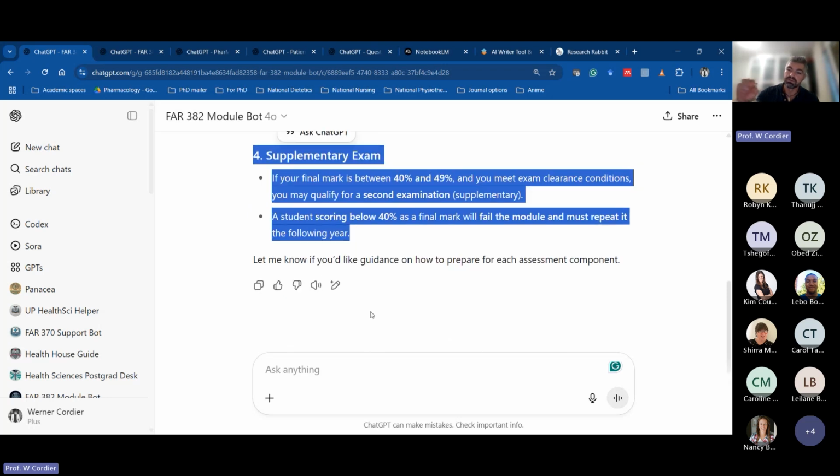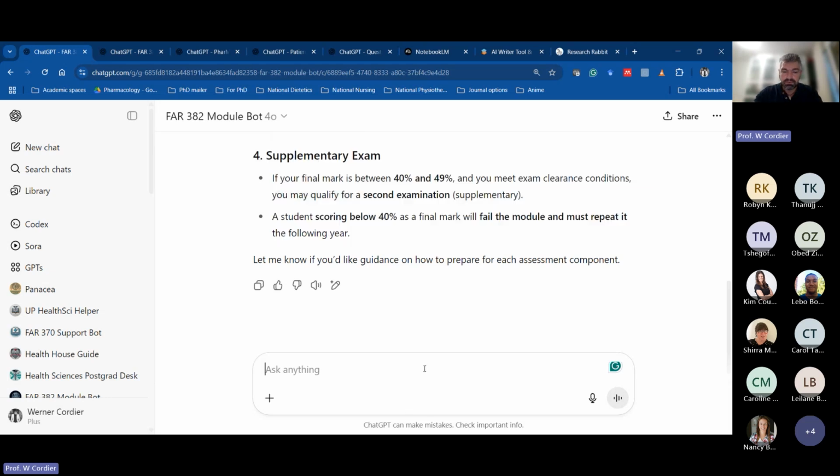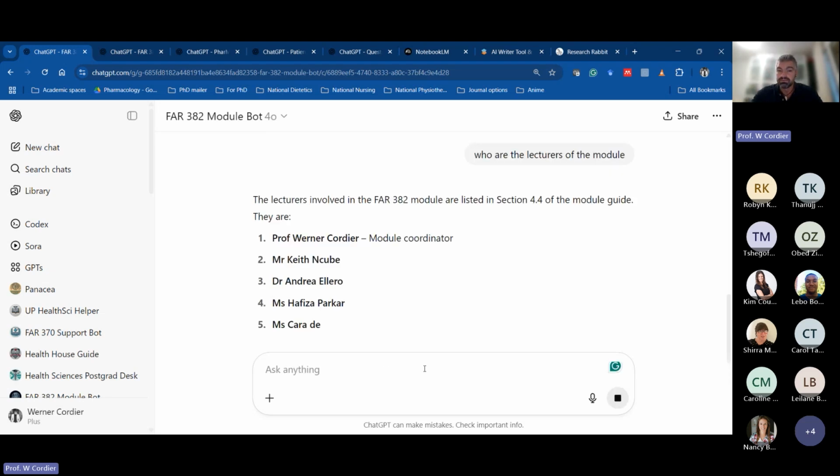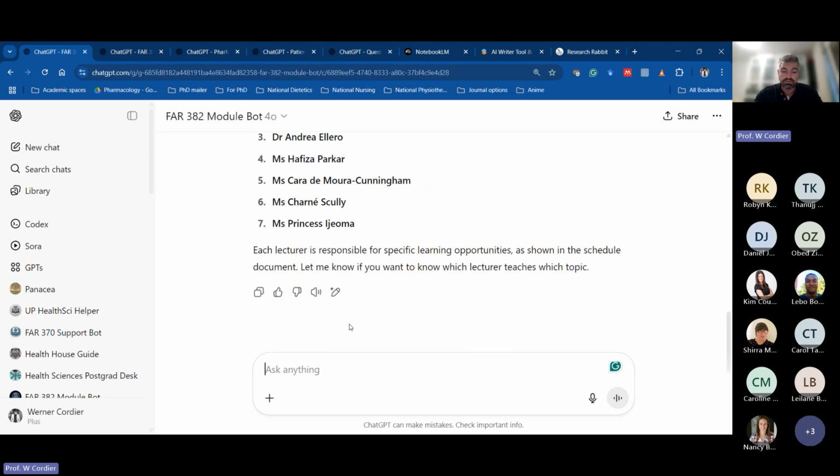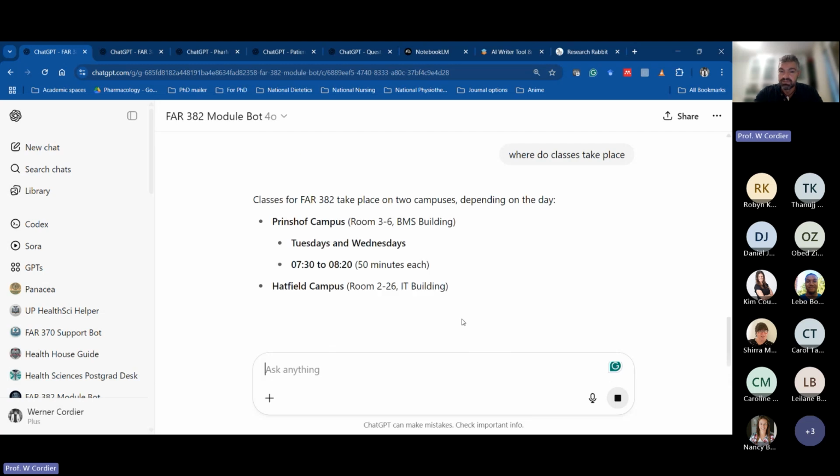And what it will also do, it will cross-reference that to our University of Pretoria examination guidelines for whether or not there's maybe a contextual thing that pops up. And even the faculty guidelines, because some programs often have a little bit of a tweak here and there. So if I were to ask, for example, who are the lecturers of the module, it will then pop out all the information for it. So it's myself and my colleagues. We can also ask, where do classes take place? And it will pop out the relevant information.